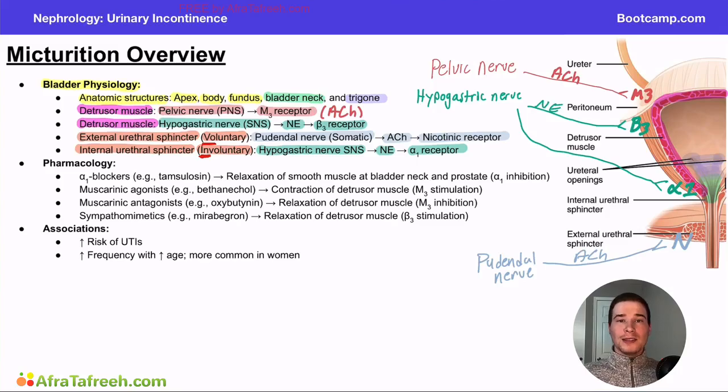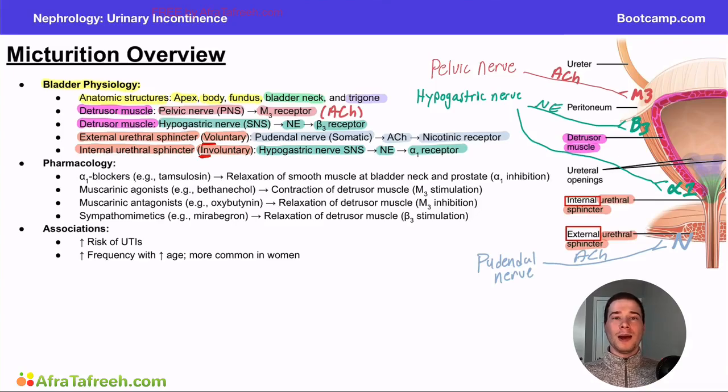And the answer is yes. A key point I also want to mention here is notice that when we talk about our parasympathetic nervous system, we're typically talking about the release of acetylcholine, versus our sympathetic nervous system, or our SNS, which can release a variety of different things, including epinephrine, norepinephrine, as we see here, or even things like dopamine. So this is really helpful to keep in mind.